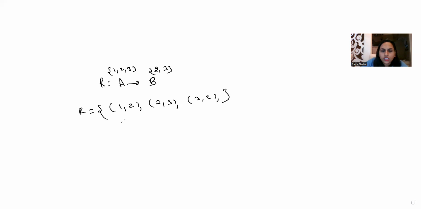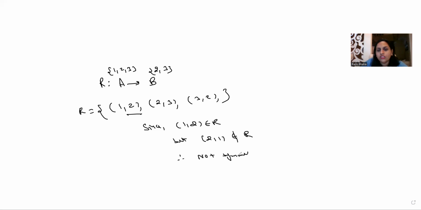Suppose this is your relation. What we need to check is (1, 2) and its reverse (2, 1). That is not present in the relation, so this relation is not symmetric. Since it is not symmetric, we have to give an example. So we will write: since (1, 2) belongs to R, but (2, 1) does not belong to R, therefore this relation is not symmetric.